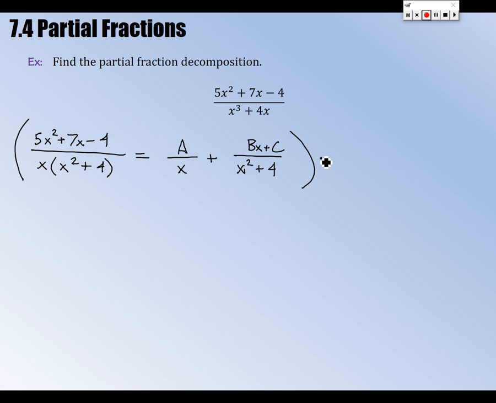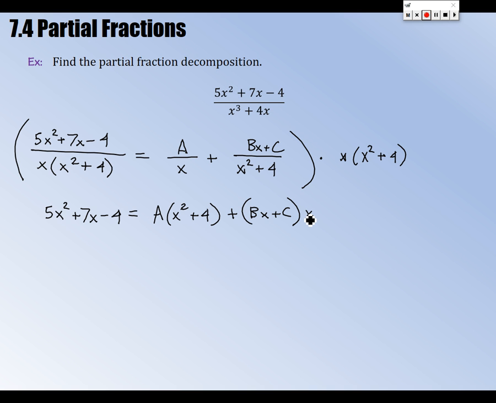Let's multiply through by x and x squared plus 4. Those clear the denominators. Over here, of course, we get the numerator. We killed the whole denominator. Here we get a times x squared plus 4. Here we get bx plus c times x. And at this point, we may have reached an impasse. I don't know. What would you do next?